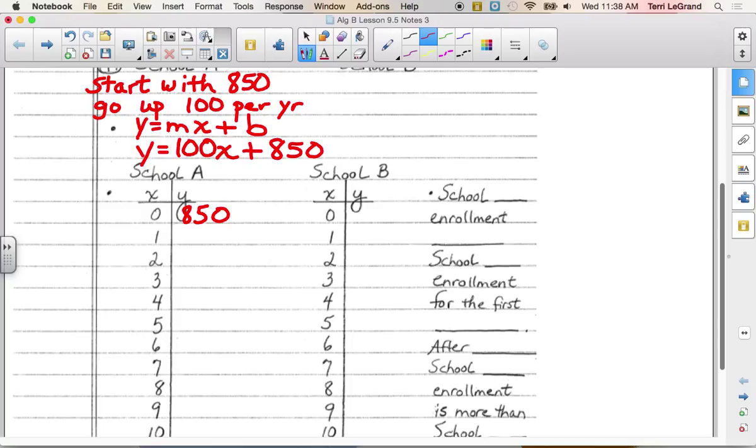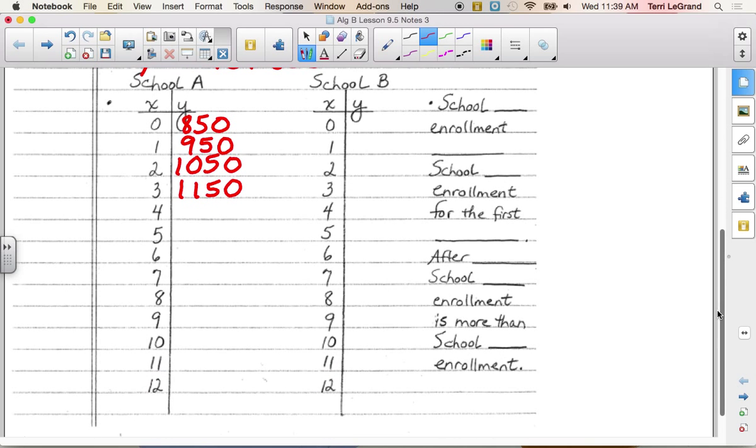Because 100 times 1 is 100, and 100 plus 850, we're just adding 100 to 850, we get 950. Well, that's 2 times 100, 200, and 200 plus 850 is 1,050. So do we really need to keep subbing into our model? No. Not really. We could just keep adding 100. So go ahead and fill out that table down through 12 years.